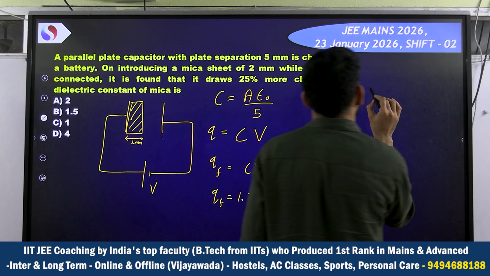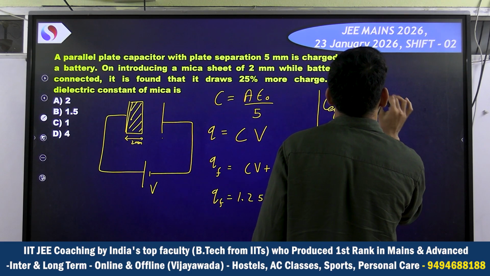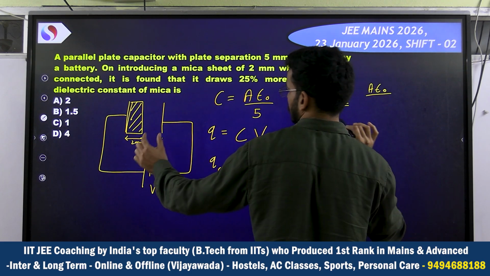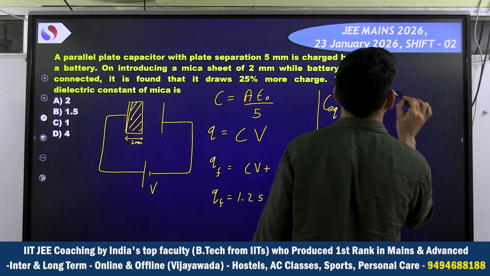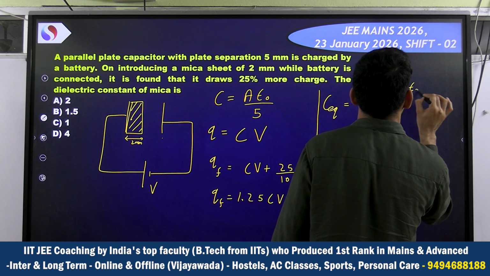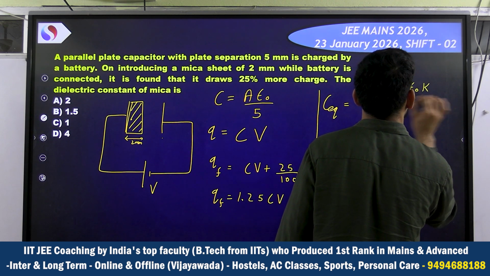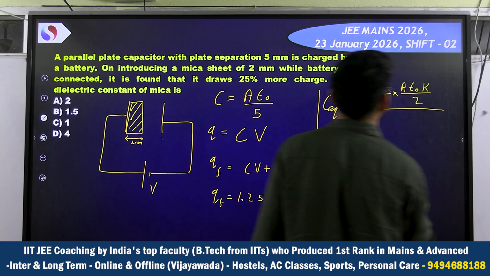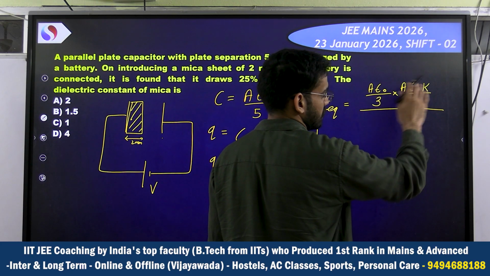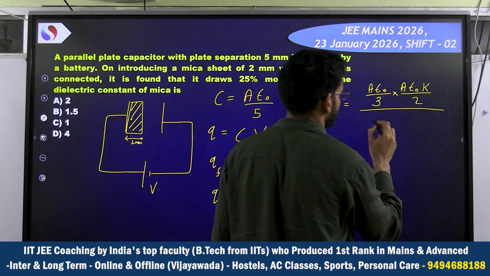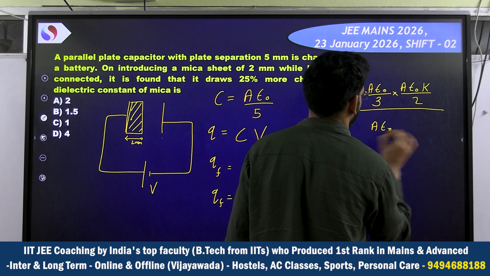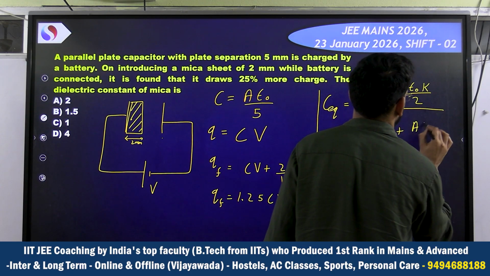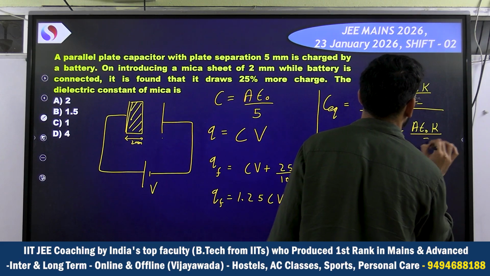So for that, if you go, you will say A epsilon naught by D, which is 3 mm here, into A epsilon naught into epsilon r, which you want, the K, divided by 2, divided by C1 C2 divided by C1 plus C2. So C1 plus C2, write down: A epsilon naught by 3 plus A epsilon naught K by 2.